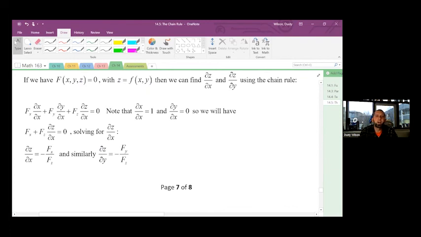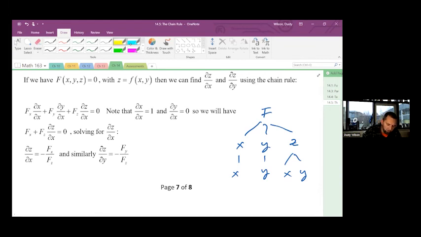If we have big F of x, y, z equals 0, with z equals f of x, y, then we can find the partial of z with respect to x and the partial of z with respect to y using the chain rule. And so we're doing the same thing as before. So we're saying we start with our big F. It's a function of x, y, and z, and we know that x is a function of x, y is a function of y, and z is a function of x, y.